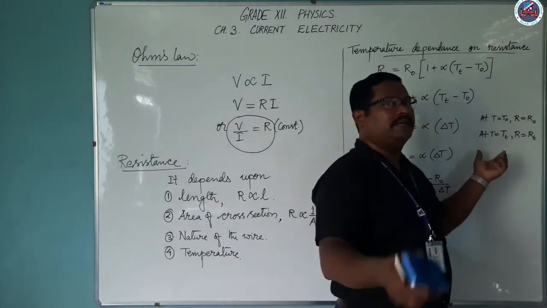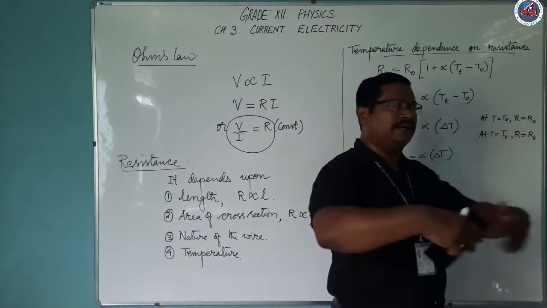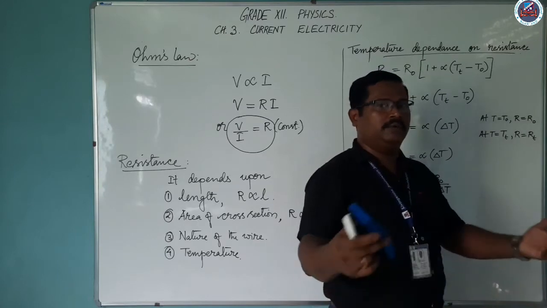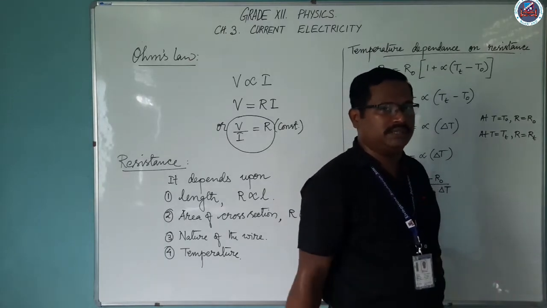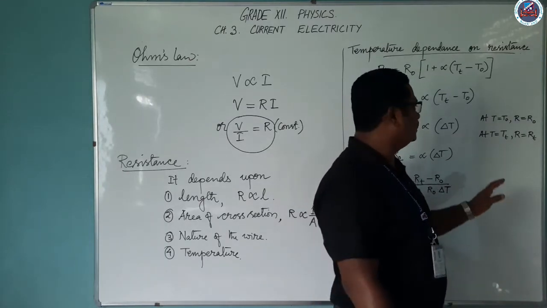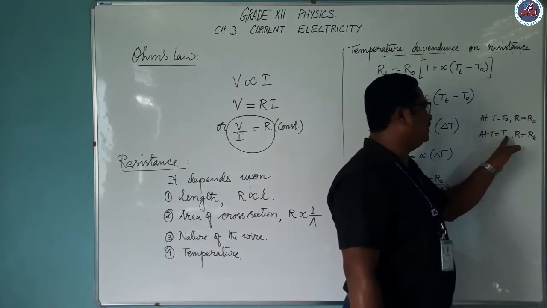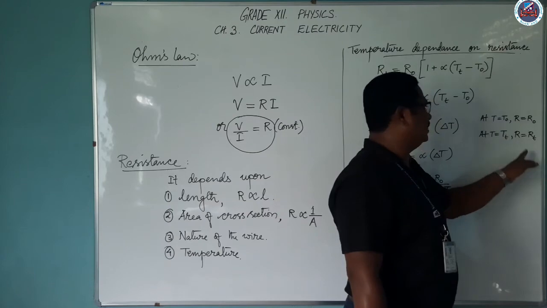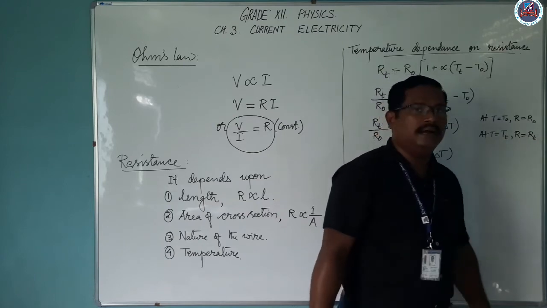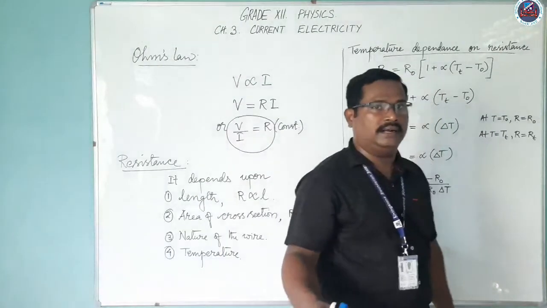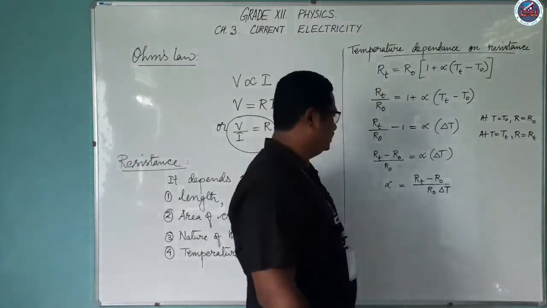Final temperature, you have applied heat, suppose, or we allow current to flow through the wire. Then it will become hot. Suppose it has become 40 degrees Celsius. That's an example I am taking. So temperature is, suppose, 40 degrees Celsius. Then at this temperature, 40 degrees Celsius, the resistance is written as RT. RT is the final and R naught is the initial resistance.